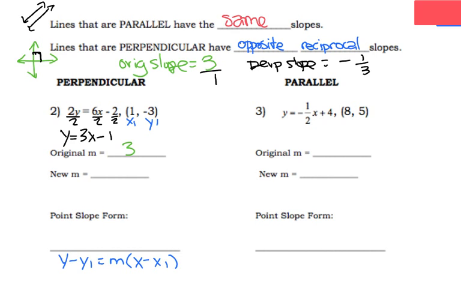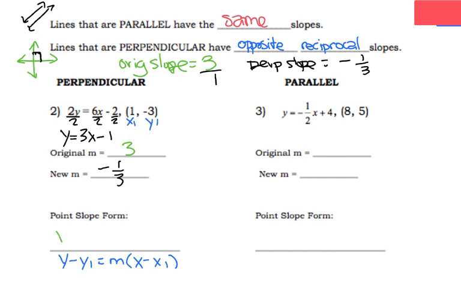Now, coincidentally, if you were paying attention, you probably already wrote this down because I actually did this. I already did an original slope of 3. What would be the perpendicular slope to that? Negative 1/3. So I make 3 the opposite. So if it was positive, it becomes negative. And if I flip 3, which is 3 over 1, it becomes 1 over 3. So the new slope is negative 1 over 3.